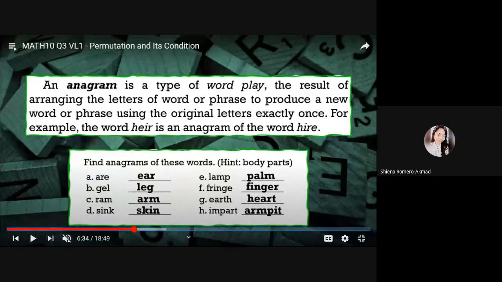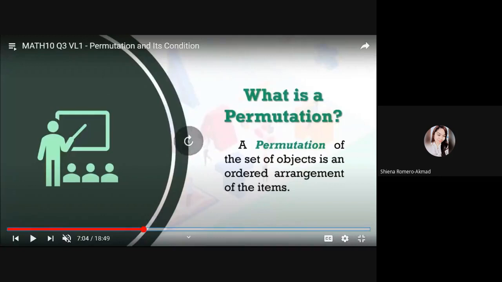So, what does permutation mean? When we say permutation, the permutation is arrangement of set of objects, or for a clearer definition, let me read the definition here. A permutation of the set of objects is an ordered arrangement of the items.